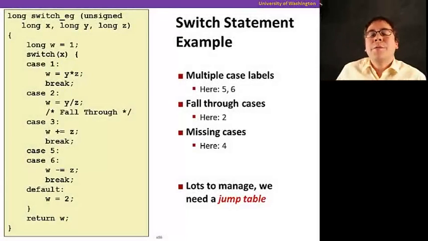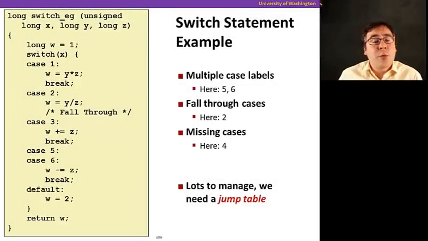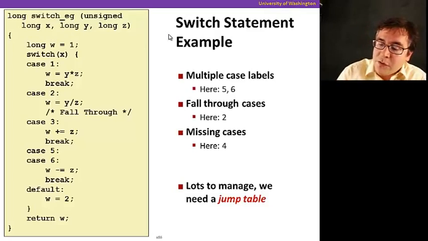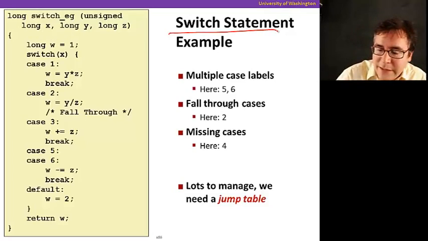Hello again. Now that we know how to implement conditionals and loops in assembly, let's see how we implement a little more complex control structure. We're going to talk about switch statements. And the way switch statements work in C is as follows. Here I have an example.